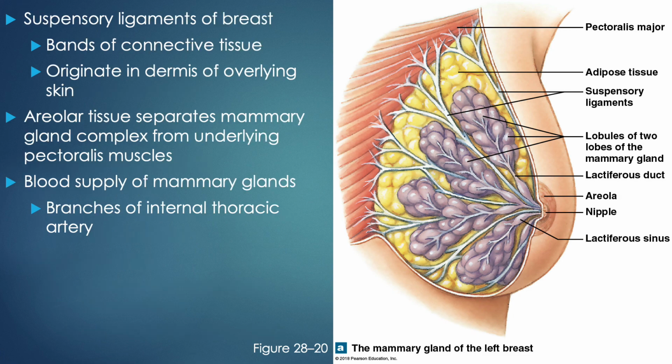Within the breast, the suspensory ligaments are bands of connective tissue that originate in the dermis of the overlying skin, and they extend down into the breast tissue. So the areolar tissue then will separate the mammary gland complex from the underlying pectoralis muscles, which we see here as posterior to the breast tissue itself. The blood supply of the mammary glands is supplied by branches of the internal thoracic artery.